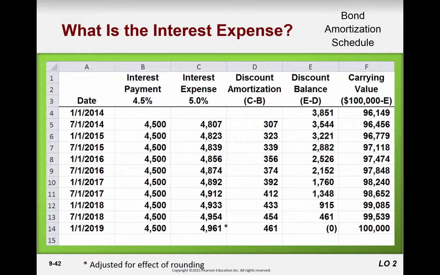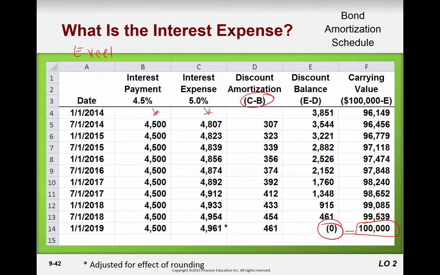So here is a bond amortization schedule, and you see all of the interest expense, you see the actual payments, the interest expense, and then the discount and the discount balance. Note that the discount balance has to be 0 at the end, and your carrying value, they will equal at that point. So 0 for the discount and for the carrying value.